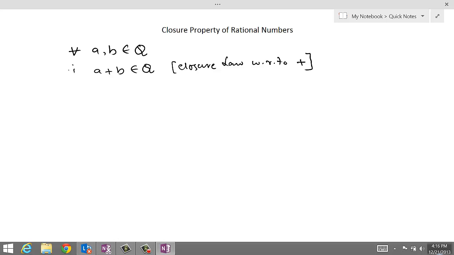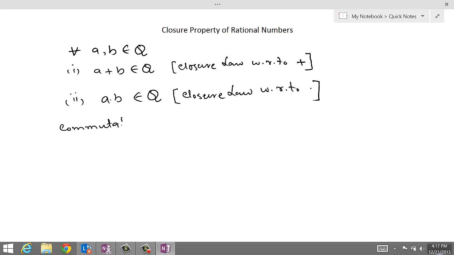And the product of rational numbers is also a rational number, so we can write a times b, the product of two rational numbers, also belongs to Q. This is called closure law with respect to multiplication. Next law which we are going to study is called commutative law.